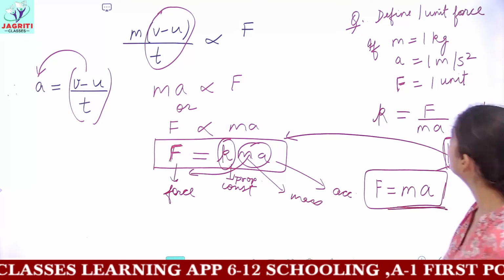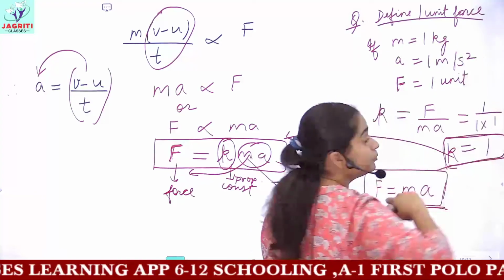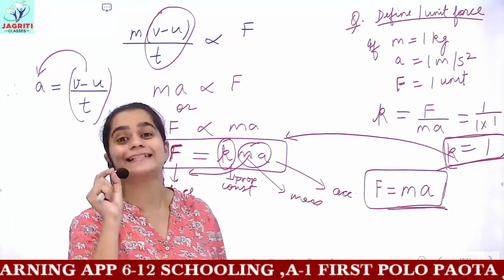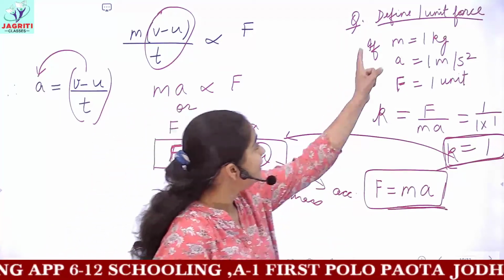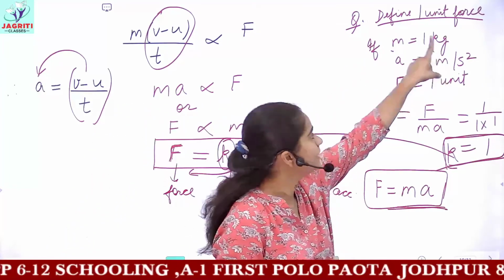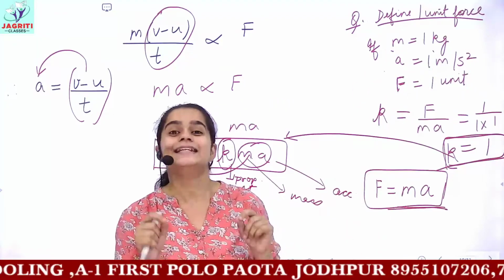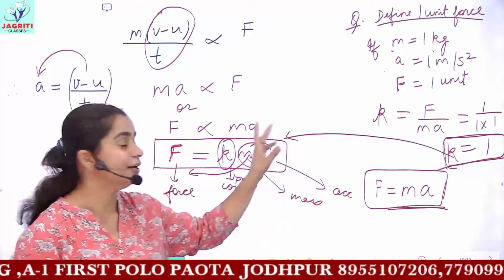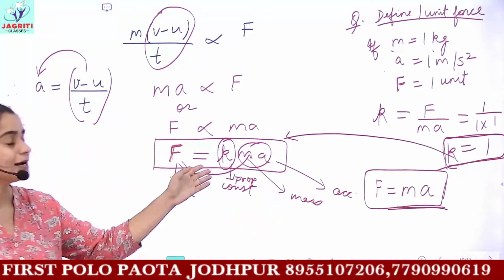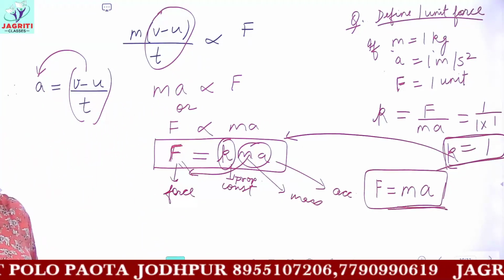And you have to define 1 unit of force. 1 unit of force is that amount of force when the mass of the object is 1 kg and its acceleration is 1 meter per second square. Then such force is defined to be 1 unit of force. And this completes the derivation of the second law of motion.